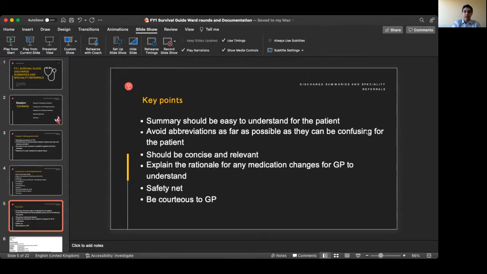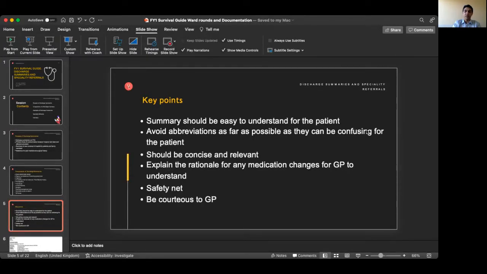But that having been said, it should be concise but should include the relevant information, and it should be easy to understand for the patient. Remember that your patient is going to receive a copy of this discharge summary. It's also important to know the fine balance, because the discharge summary is aimed both at the patient and the GP. Because it's aimed at the patient, you don't want to include too much medical jargon.